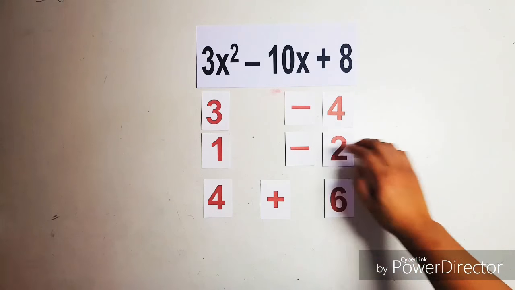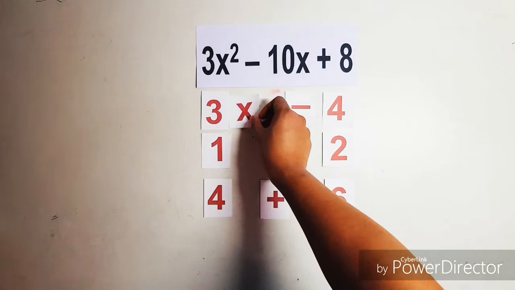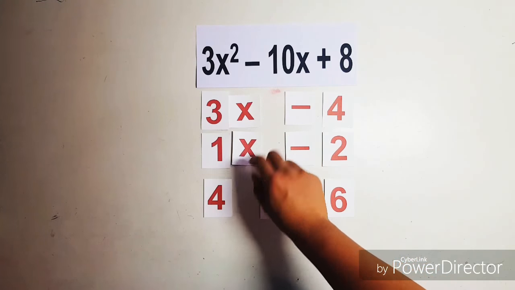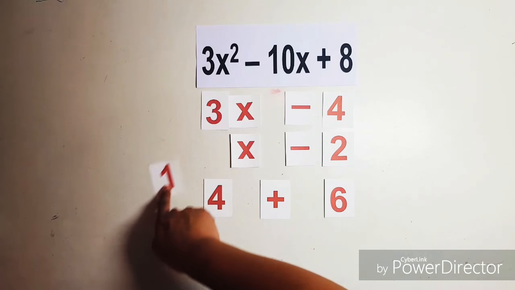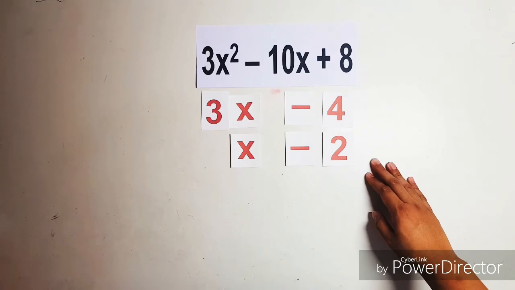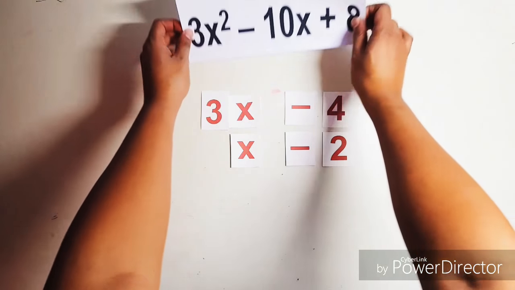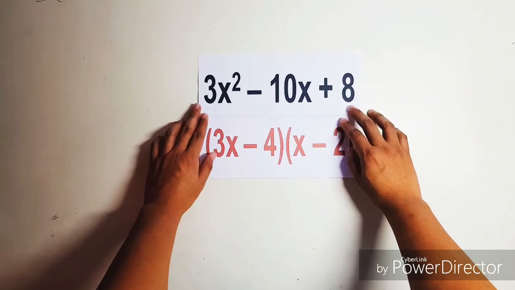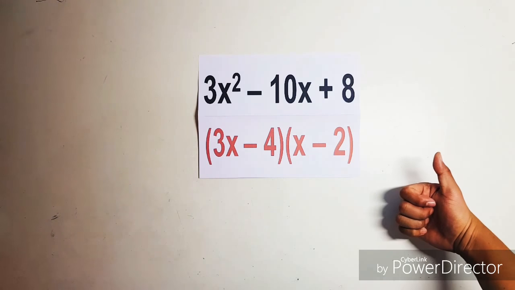And now, we will just add the variable for each binomial. So we end up with 3x, and then for this one, we have x. No need to write 1 since this is 1x. Therefore, our binomials become 3x minus 4 and x minus 2. And to write that in factored form, we end up with 3x minus 4 times x minus 2.